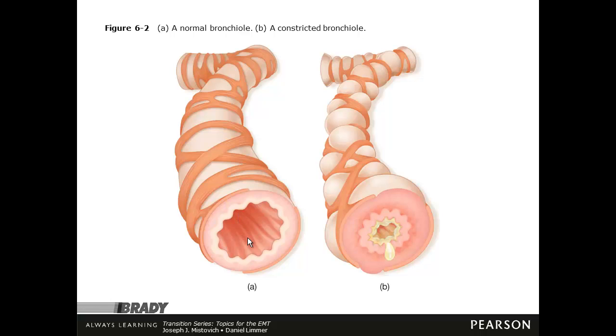On the left, we see a normal bronchiole with a normal lumen, or internal diameter, plenty of space for air to move. In a constricted bronchiole, as in asthma or bronchiolitis, the bronchiole is swollen, mucus is being produced, and the internal diameter is greatly decreased, raising the resistance to air moving into the lung.